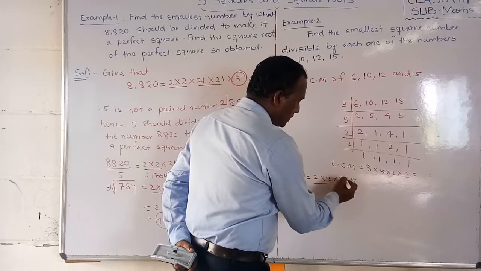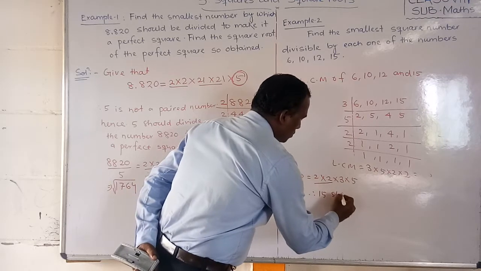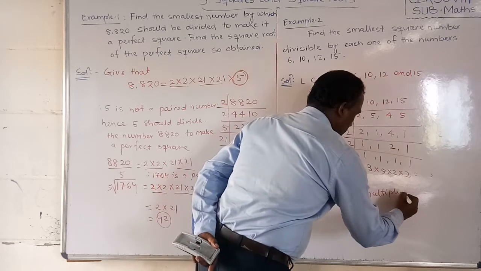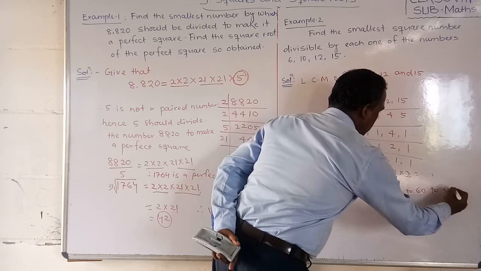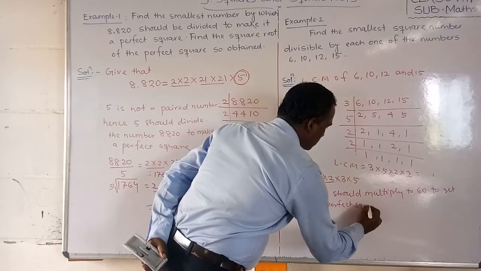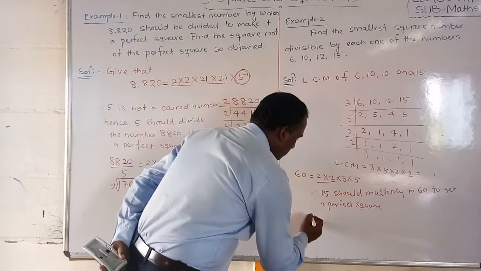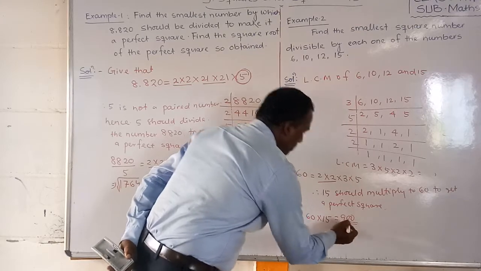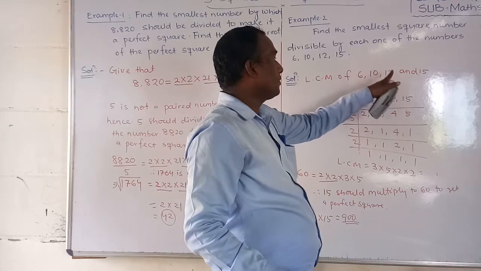So 3 and 5 are unpaired. So we have to multiply 60 by 15 to get a perfect square. Okay, friends. If you multiply by 15, then you will get a perfect square. So 60 into 15 is equal to how much? 900. Okay. So 900 is a perfect square which is divisible by 6, 10, 12 and 15.